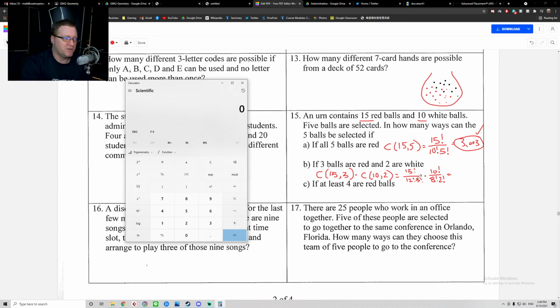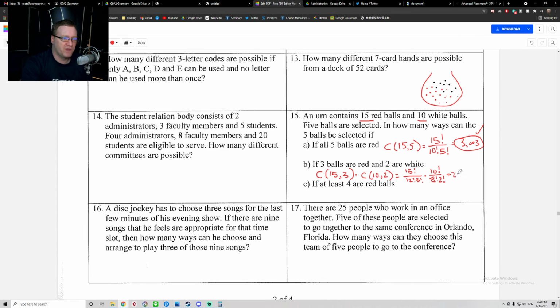So I'll do the top first. So we have 15 times 10 factorial equals this huge number. And we're going to divide by, and I'm going to put in parentheses all of these things. So it's going to be 12 factorial times 3 factorial times 8 factorial times 2 factorial, and then close the parentheses and hit equal, and you get 20,475. 20,475. Okay, good.